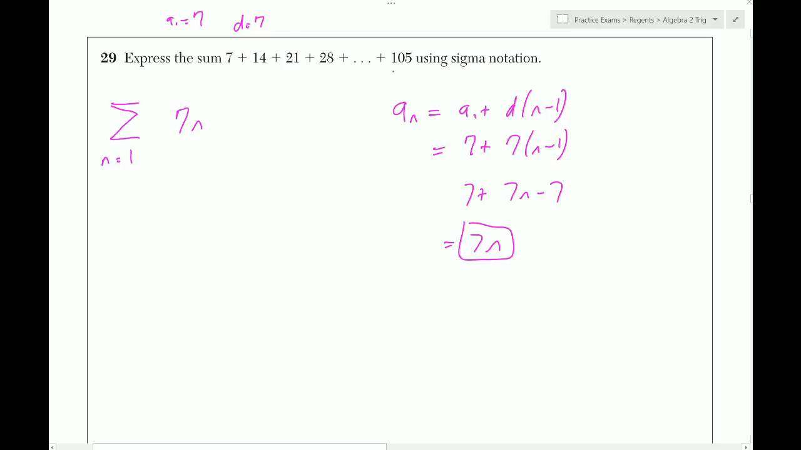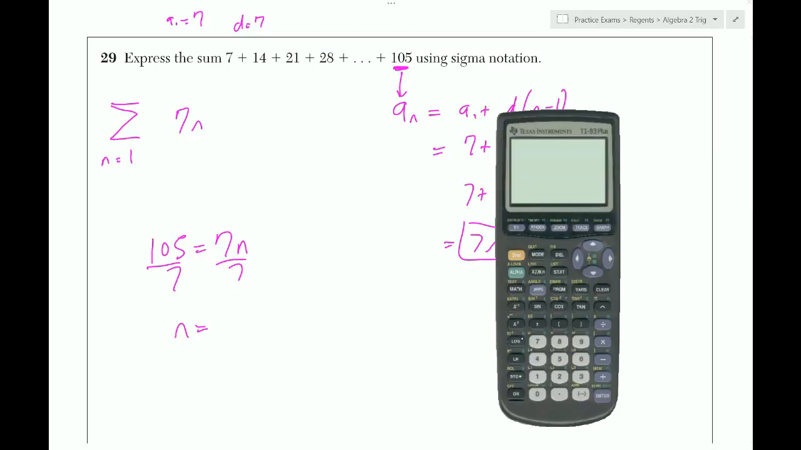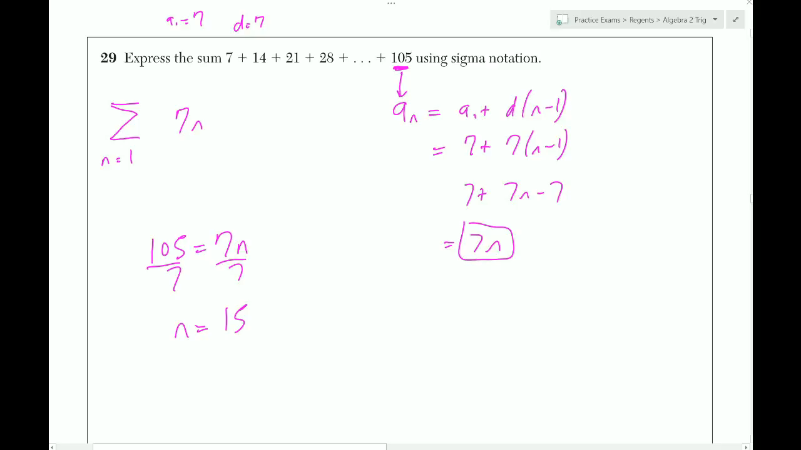Figure out what number will create this 105 here. So in order to do that, we can substitute 105 in for a sub n and find what n is. So 105 equals 7n. And we divide by 7, and we find that n is equal to, so we'll do 105 by 7. 105 by 7, 15, right? So that goes there, and this will be our correct answer.